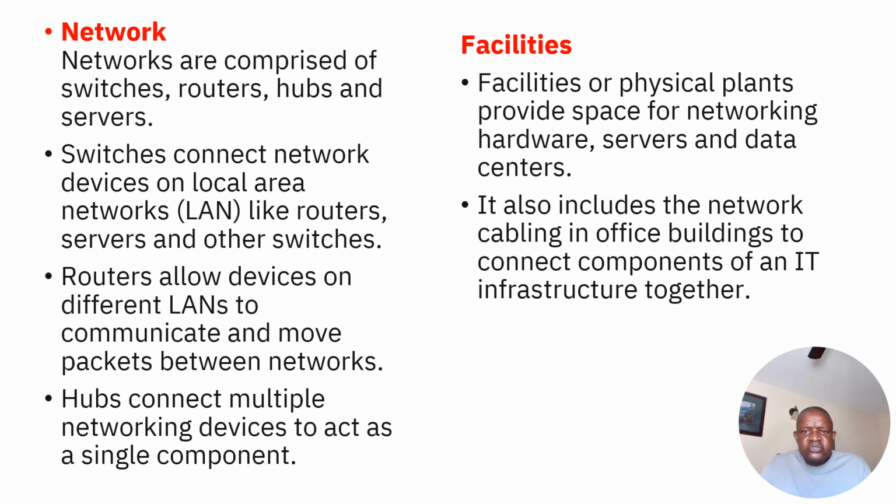Facilities. Facilities, or physical plants, provide space for networking hardware, servers, and data centers. They also include the network cabling in office buildings to connect components of an IT infrastructure together. So facilities are the locations. Differentiate also between what are networks and what are facilities.